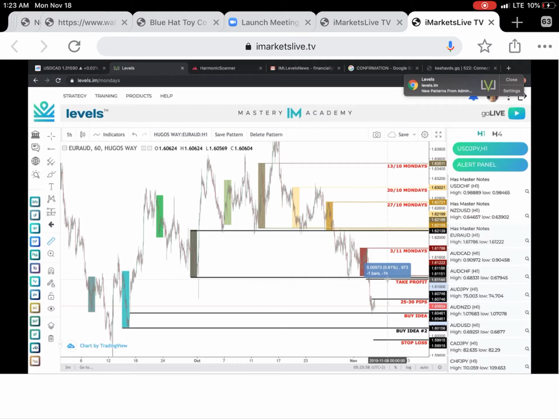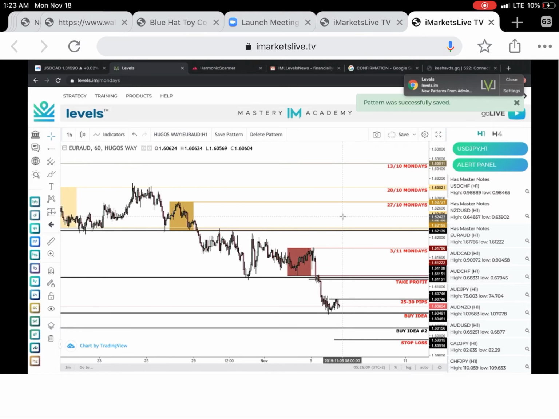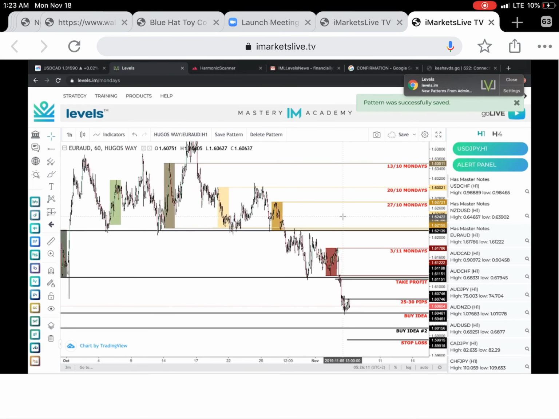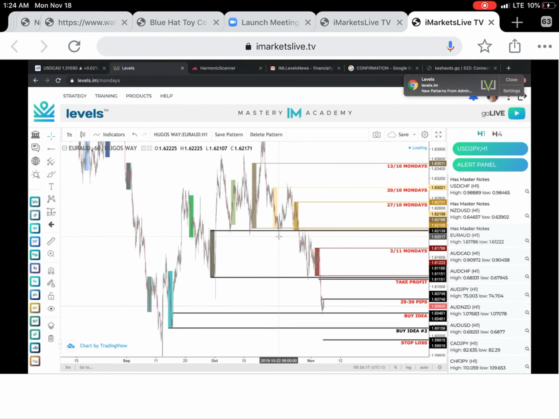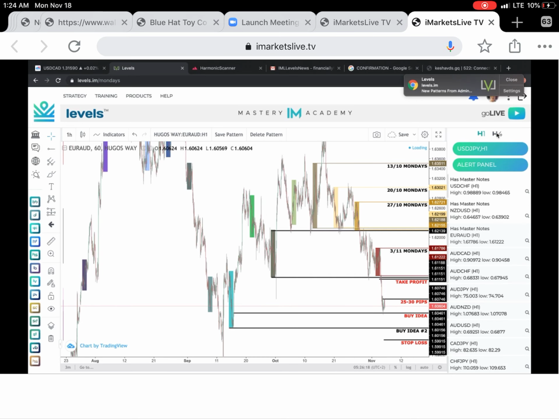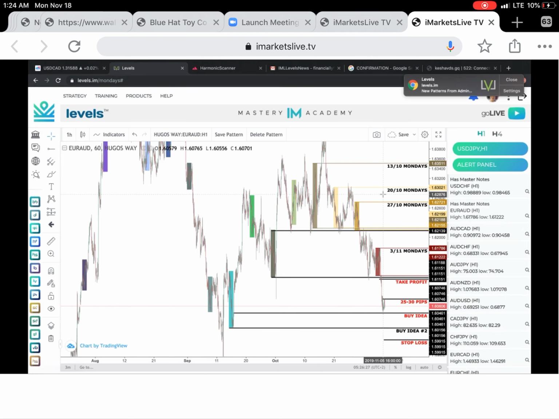When are the notes updated in levels? The moment I hit save. The moment I hit save, the notes are updated. Perfect. There it is. Once I have this here, the notes are updated. Man, I thought the 4 hours was loaded.